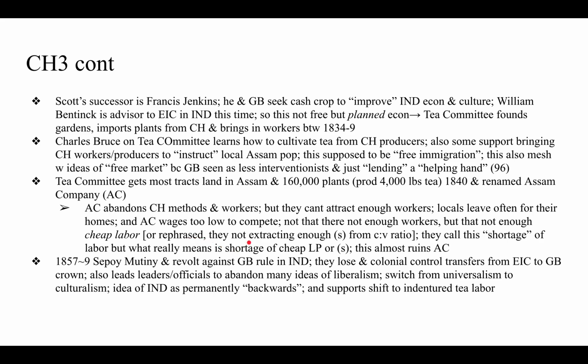Or you could rephrase this as saying they were not extracting enough surplus labor from their constant to variable capital ratio. And they called this a shortage of labor, but what they really meant is a shortage of cheap labor or surplus value. This is also an interesting aside, but usually when capitalists talk about a labor shortage, what they really mean is not necessarily a shortage of people per se. There's just a shortage of cheap labor is what they mean. And this almost ruined the Assam Company. Then in 1857 through 1859, there was a Sepoy Mutiny and a revolt against British rule in India.